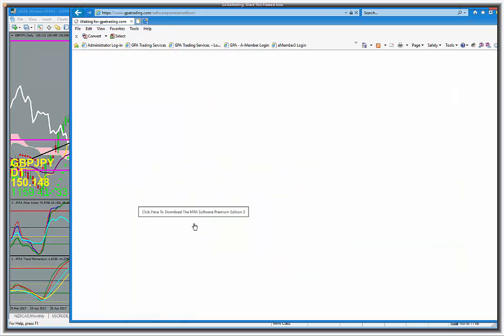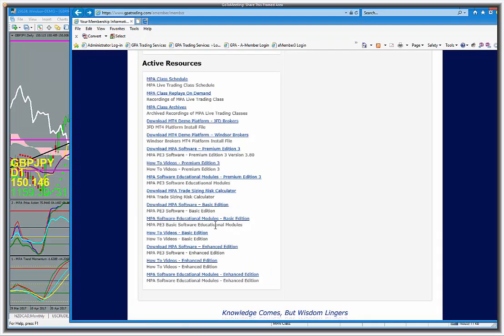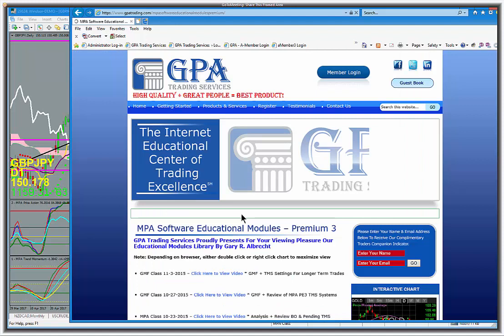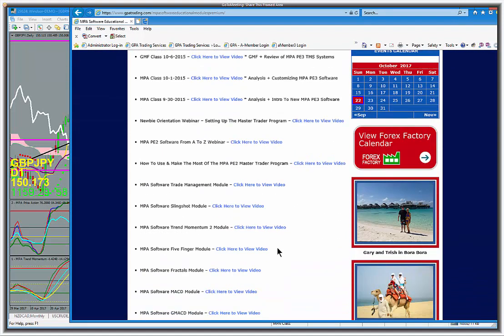And we have lots of learning modules. Nathan was interested in that. Learning modules, educational modules up here. There's a whole plethora of educational modules in this system, on and on and on. We actually break down every indicator: the MACD module, the fractals, the 5-finger, the slingshot module, the trade management module. We have everything in here that you could ever want and then some. And that's more of the educational module.